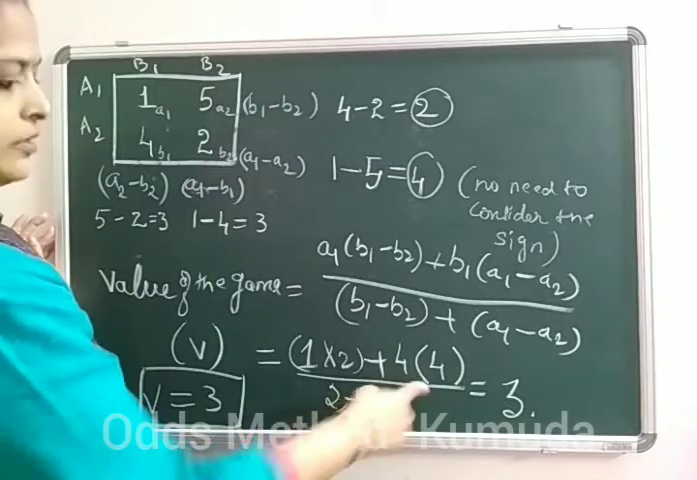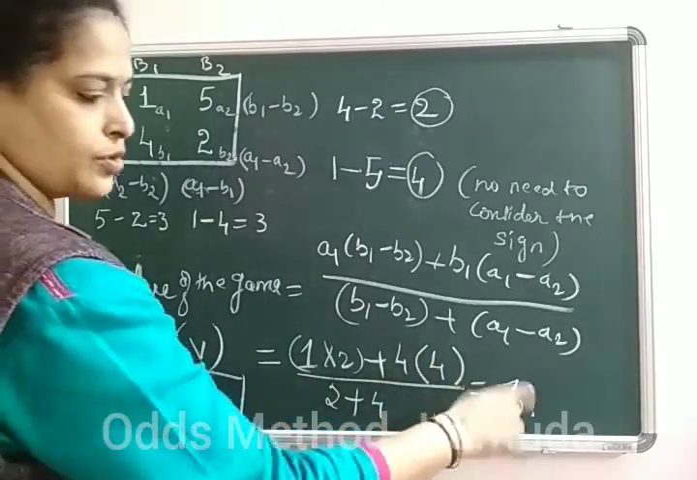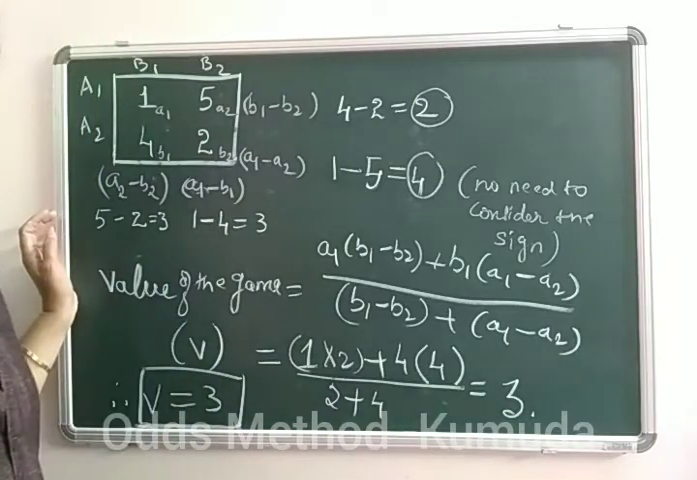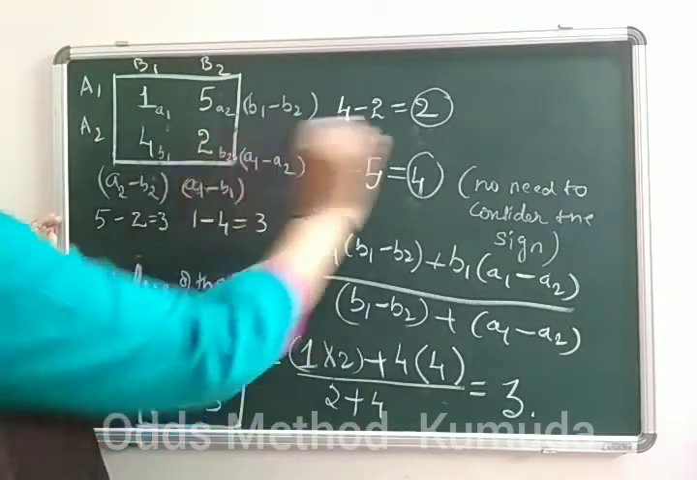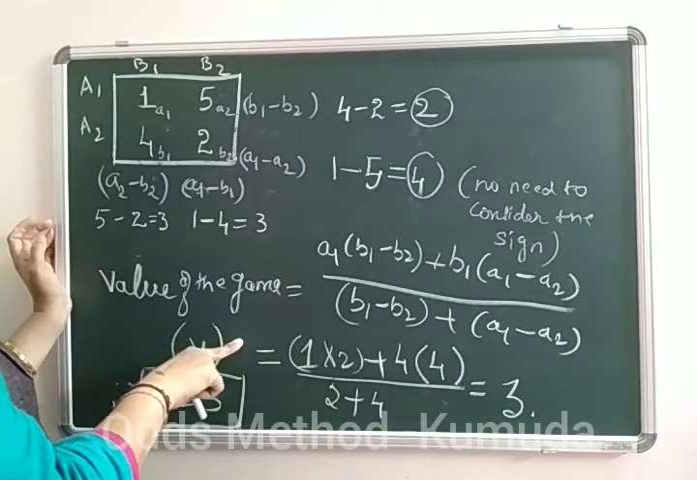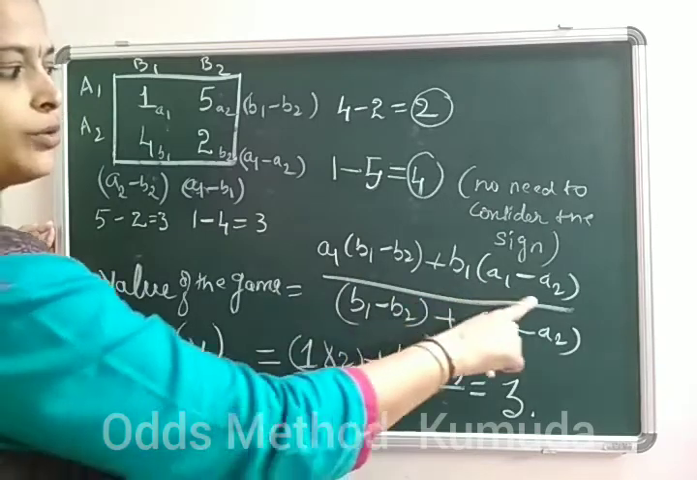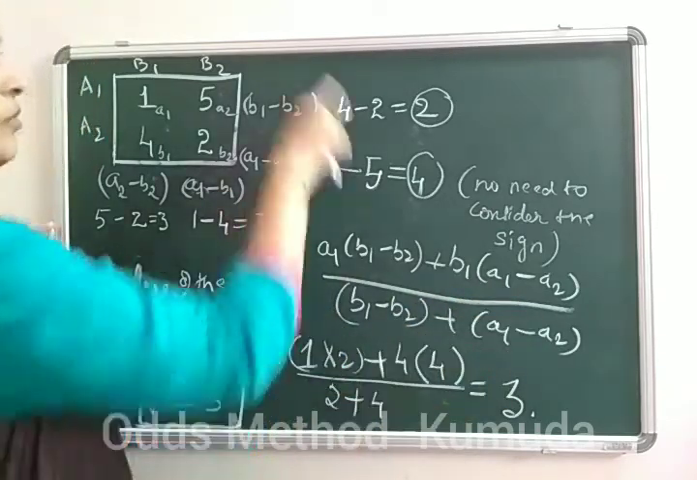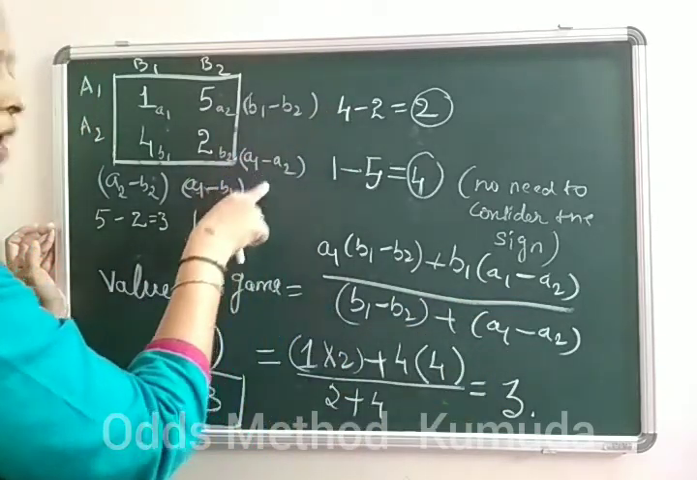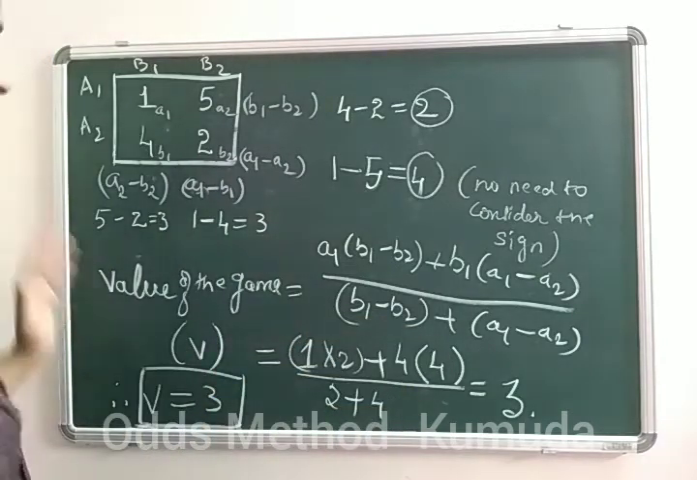Correct? 16 plus 2 will be 18 and this is 6. 6 3s are 18. So we get the value of the game as 3. So I'll repeat. You find the odds here, that is row difference, column difference, and use the formula for value of the game: A1 into B1 minus B2 plus B1 into A1 minus A2, divided by the sum of the differences, that is B1 minus B2 plus A1 minus A2. I've written. And this is the first part of finding the value of the game.